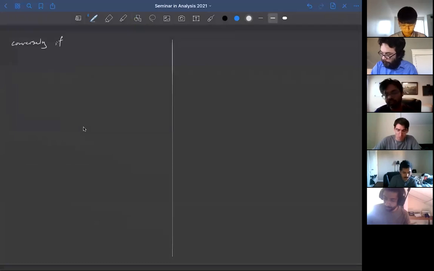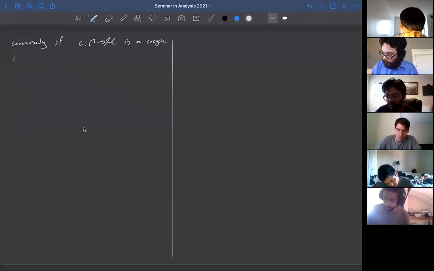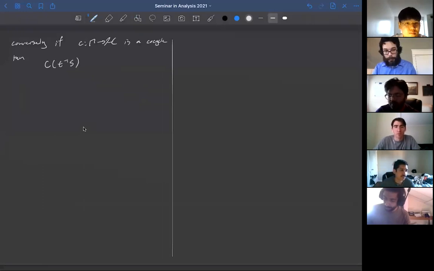if C mapping gamma to H is a cocycle, then what do we see? Let's look at the map sending (S, T) to T inverse S. We want to claim that this is a conditionally negative type kernel. That's what we need to compute.